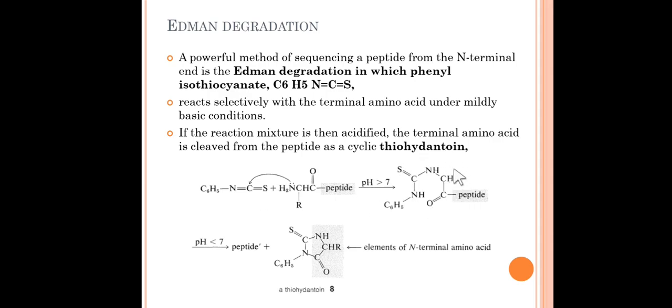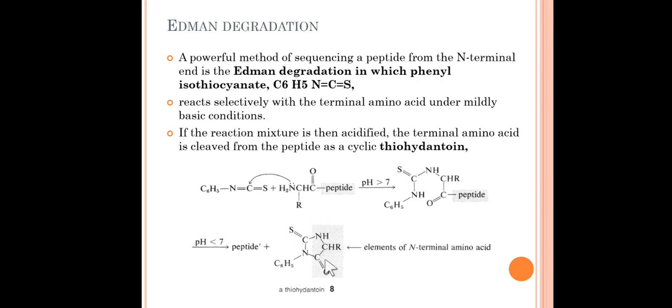But friends, once we acidify this structure, there is a cyclization. In the acidic condition, now pH is below 7, that means acidic pH, this is cyclized, NH will attack over here and we get the peptide displaced from this total intermediate, and we get the cyclic intermediate, that is called a thiohydantoin.